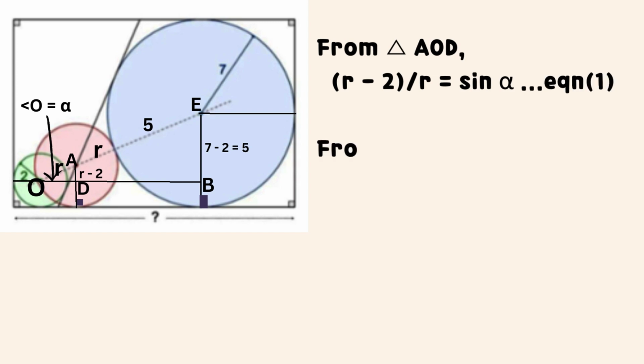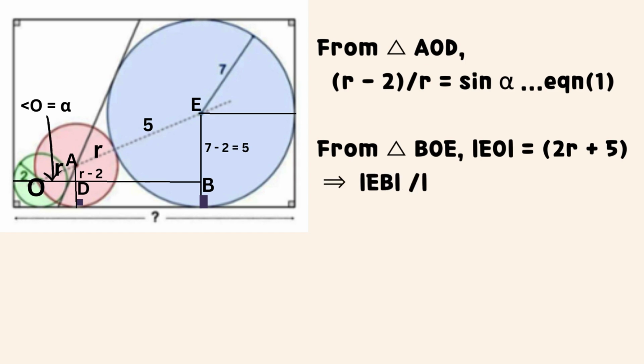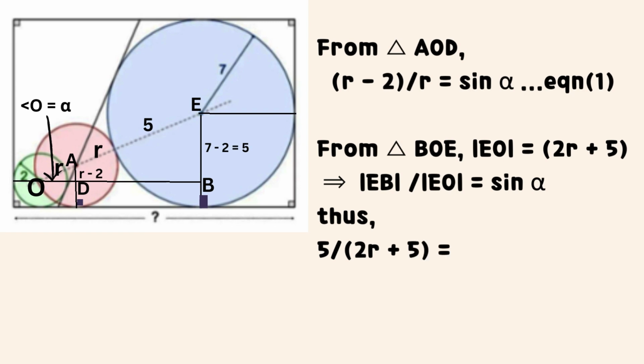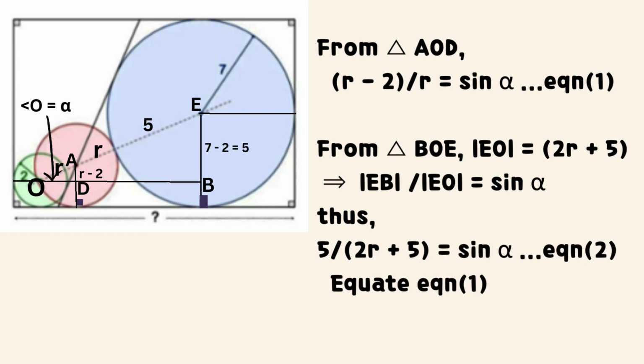From triangle AOD, (r minus 2) divided by r equals sine alpha. We call it equation 1. From triangle BOE, line EO equals 2r plus 5. It implies that line EB divided by line EO equals sine alpha. Thus, 5 divided by (2r plus 5) equals sine alpha. We call it equation 2.